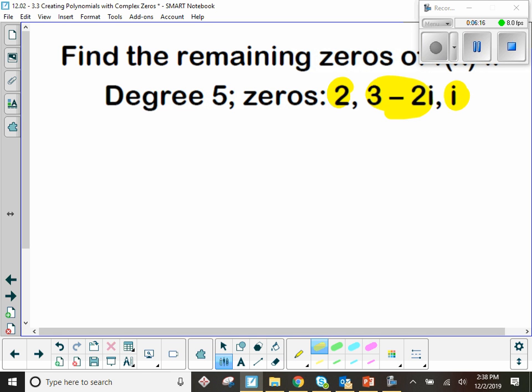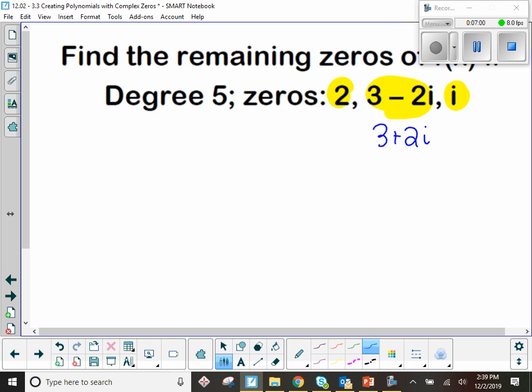How many of those are complex numbers? 2 of them. 3 minus 2i is one complex number. i is one complex number. How many of those zeros have to have a conjugate that's paired up with them? 2, the ones with the i's. Okay, it's only the ones with the i's. So that means that if 3 minus 2i is a 0, its conjugate also is. What's its conjugate? 3 plus 2i. This one has to be a 0 as well.